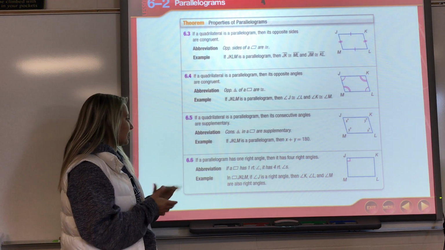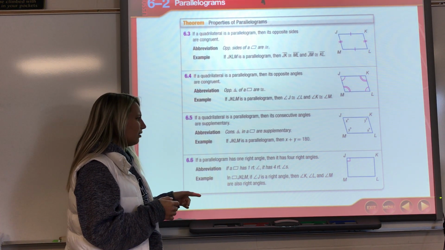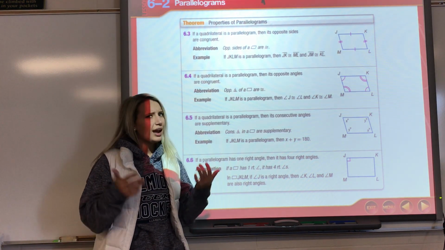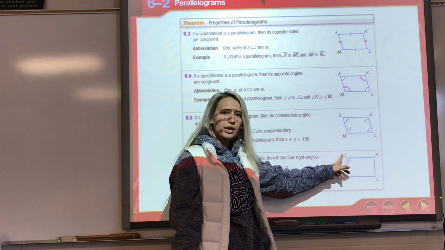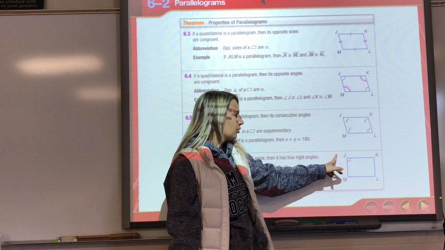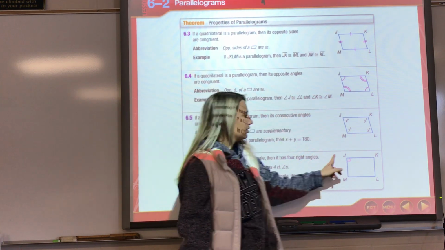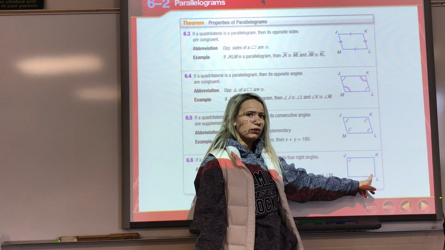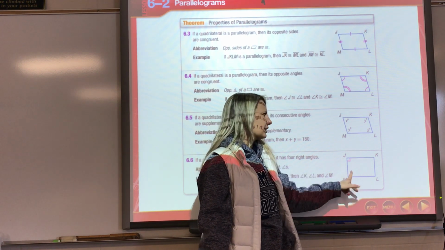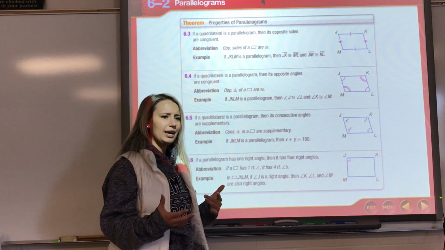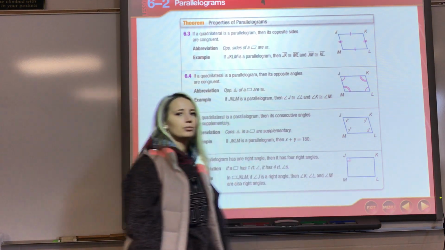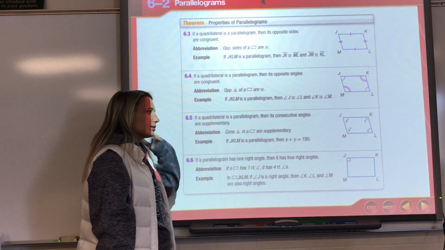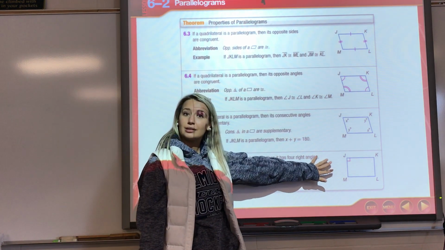Okay, 6.6, if a parallelogram has one right angle, then it has 4 right angles. And that one is kind of silly, but we got to talk about it. If angle J here is a right angle, well, using these, L will also be a right angle, but then since the consecutive angles add up to 180, 180 minus 90 is also 90, so all of them will be right angles. And notice that this is a rectangle.